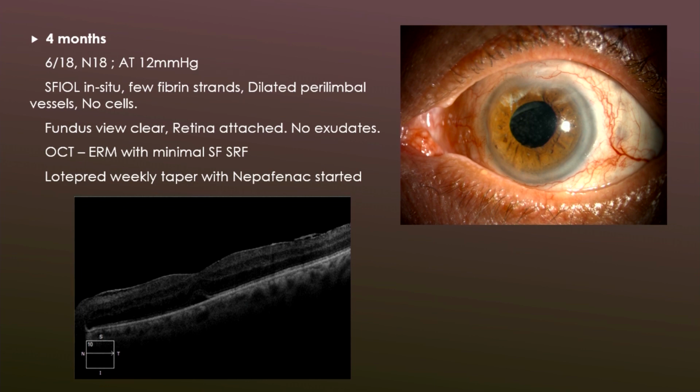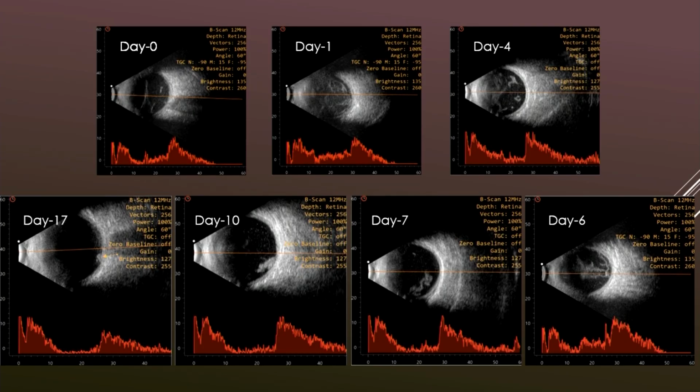Anterior segment was almost clear with few dilated perilimbal vessels and fibrin strands. The fundus view was clear, retina was attached, and no exudates were noted. On OCT, a very thin ERM was noted with minimal subfoveal SRF. So the patient, because of subclinical inflammation, was started on loteprednol weekly tapering dose with nepafenac eye drops.